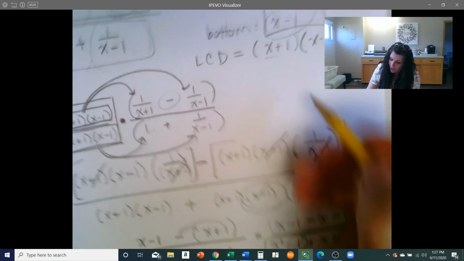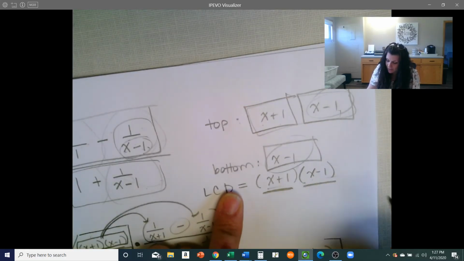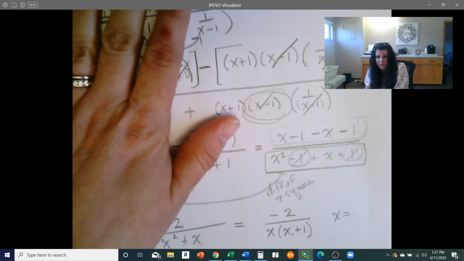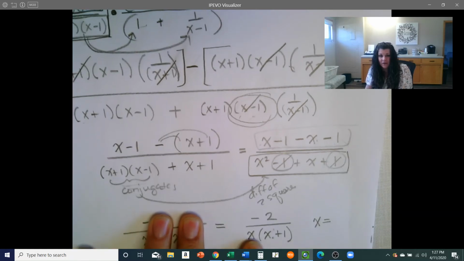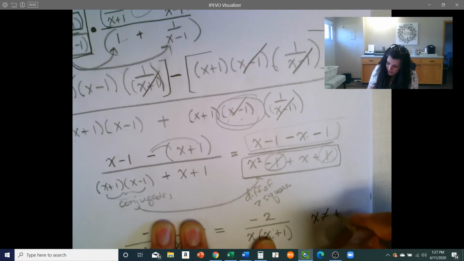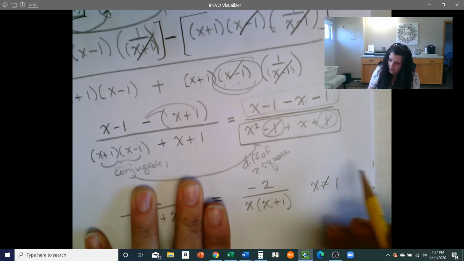So, and remember, all I'm doing is looking here. Look at your factors that you had, x plus 1 and x minus 1. Is there anything not represented here? X minus 1 is not represented. So x cannot equal 1. Okay?